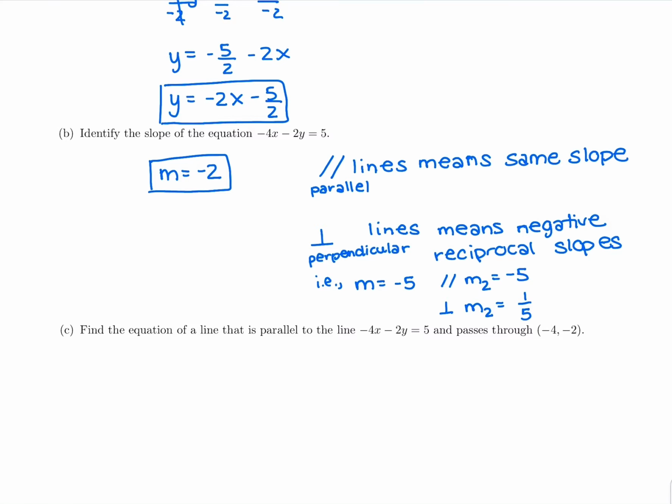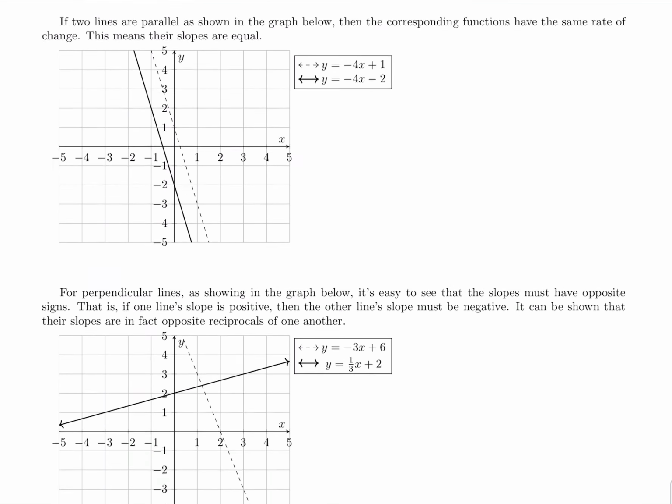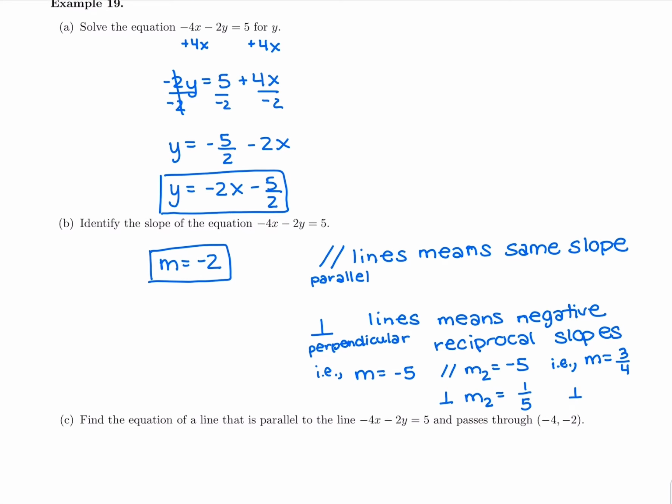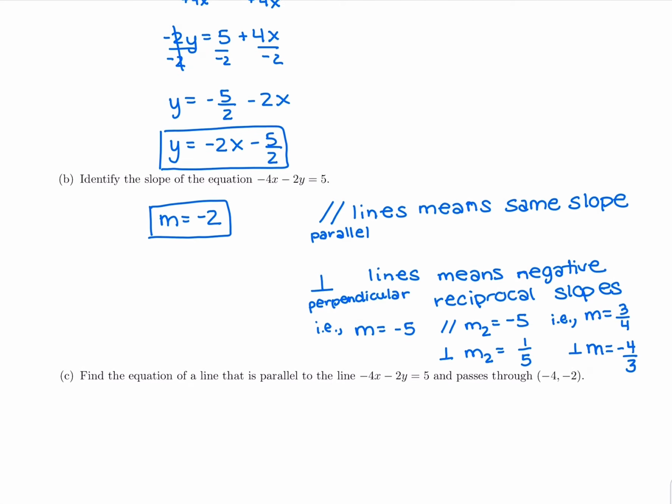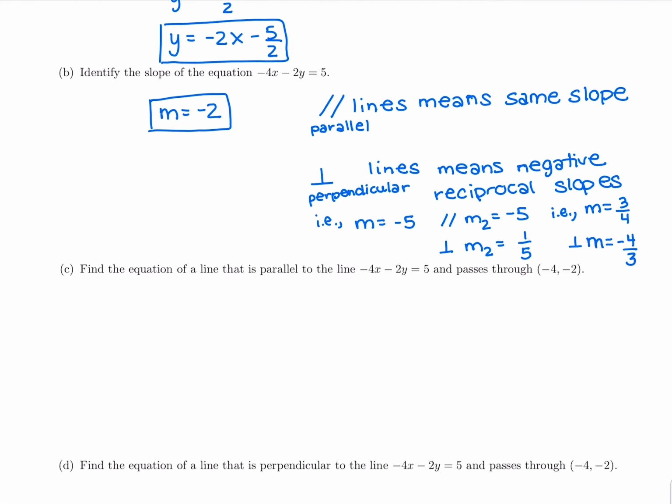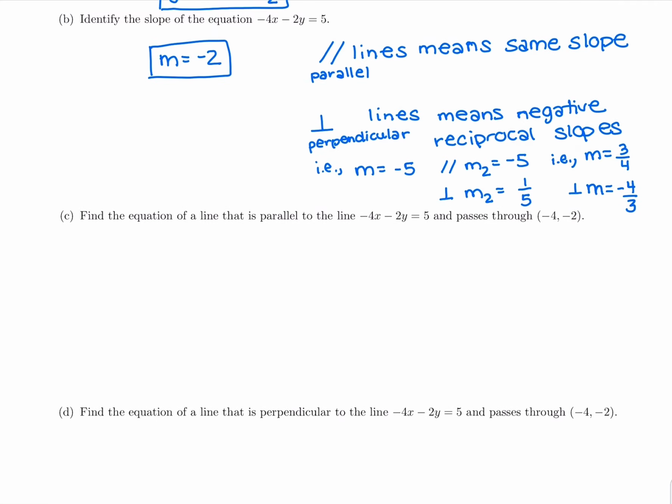Okay? If we do another one, if your original slope is 3/4, well, parallel would be 3/4. That one's not too hard, but perpendicular would be negative reciprocal, so negative 4 over 3. You switch the sign and you flip the number. Okay, so keeping that in mind with this example, our slope is negative 2.